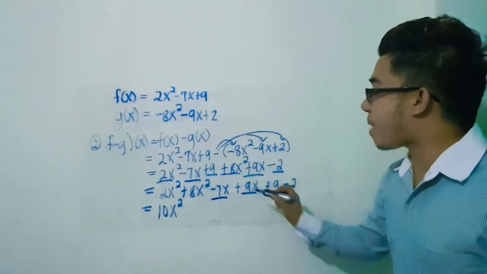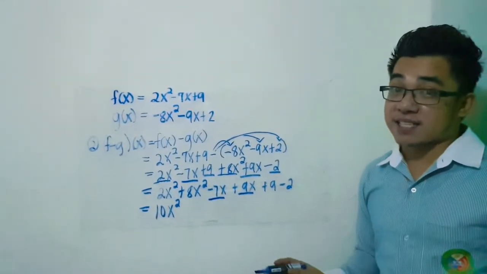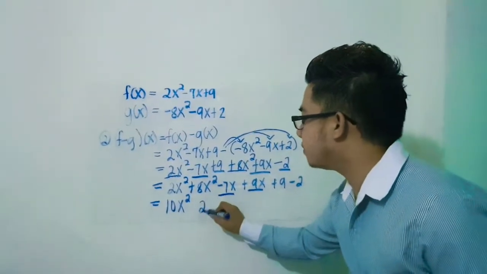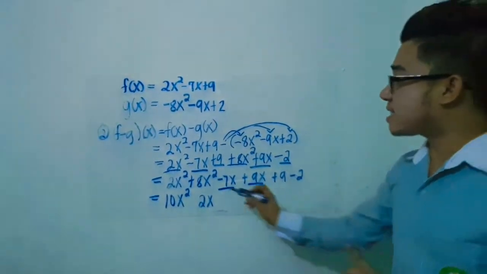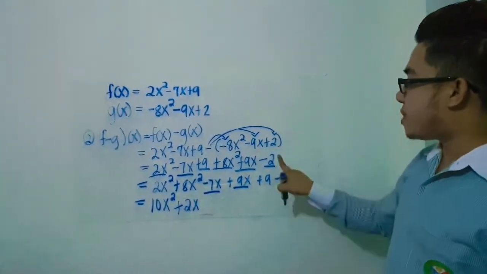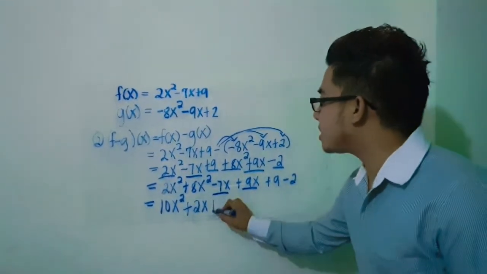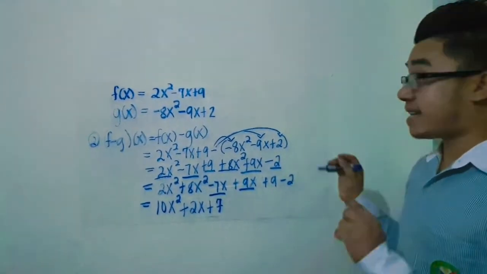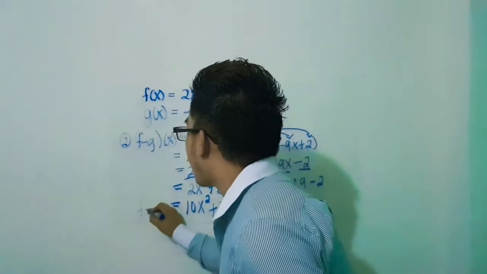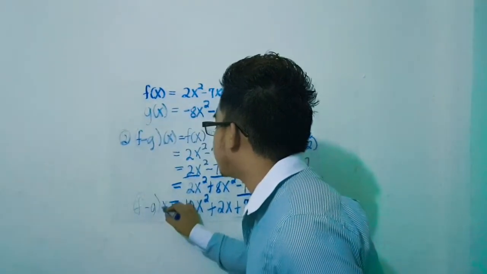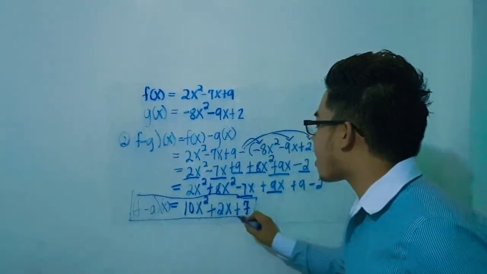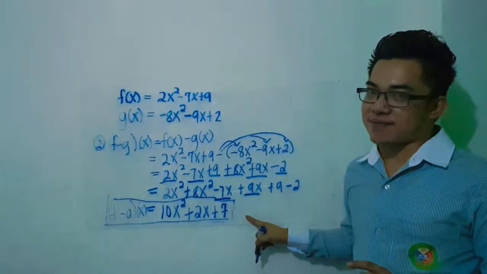Negative 7x and positive 9x. We have a like sign, so we are going to subtract. 9 minus 7 is 2, then copy x. The final sign is positive because 9 is bigger than 7. Then we have 9 minus 2, which is equal to positive 7 because 9 is bigger than 2. Therefore, the quantity of f minus g of x is equal to 10x squared plus 2x plus 7.